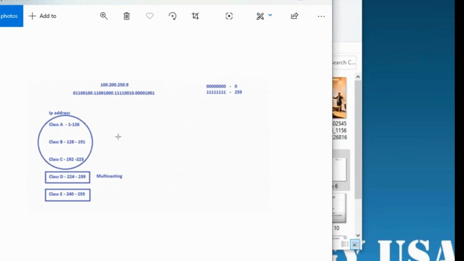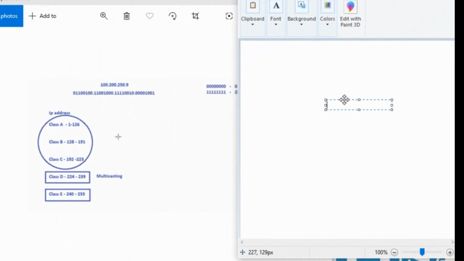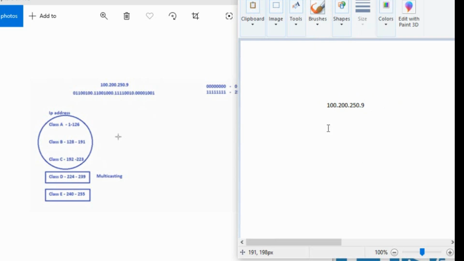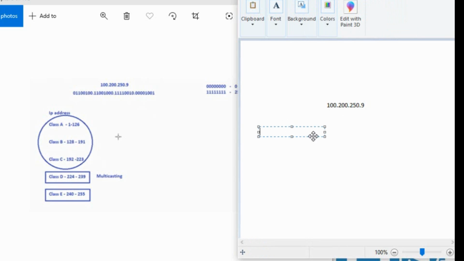As you can see right now, I'm in my lab. I'm going to type here 100.200.250.9. This is my IP address, and I want to get this IP address in binary. So I want to get the binary out from it. So I can type here binary. All right, so let's calculate.